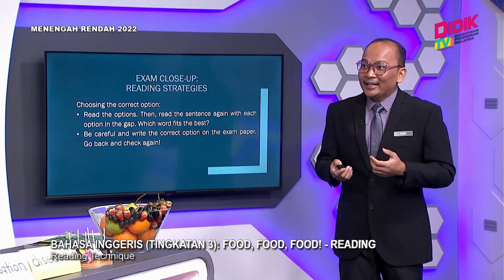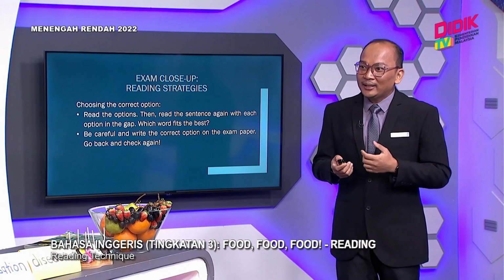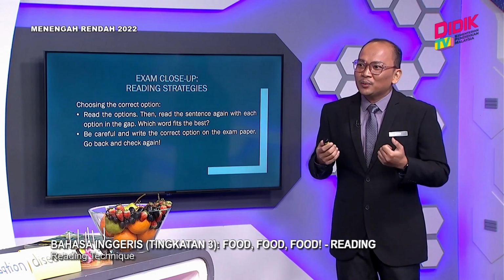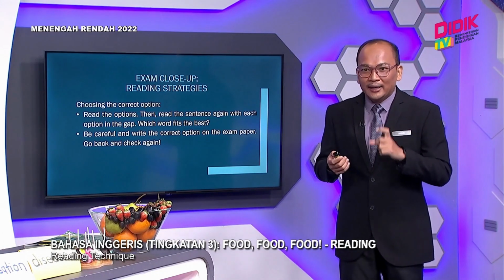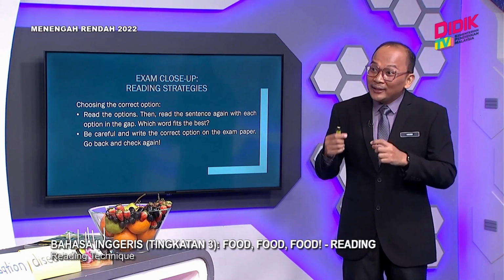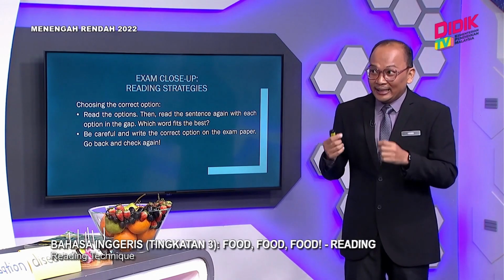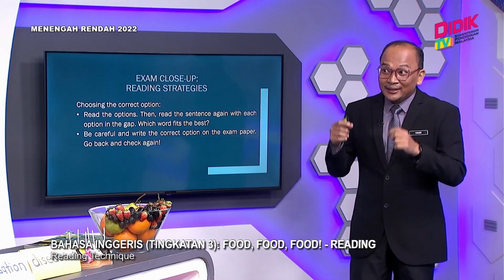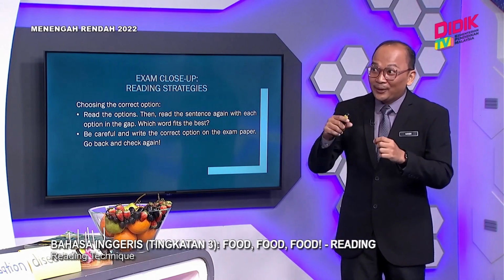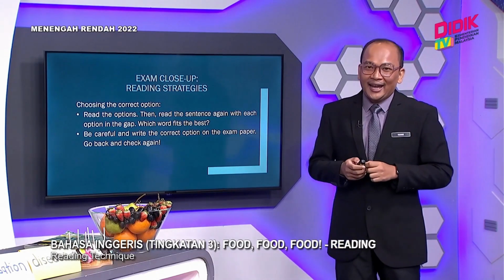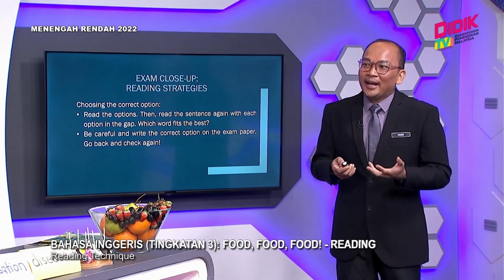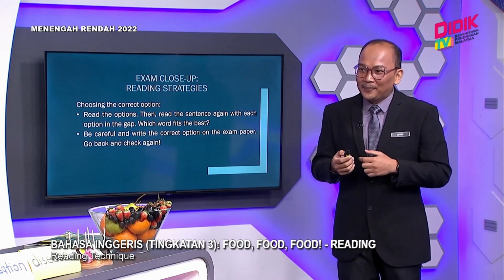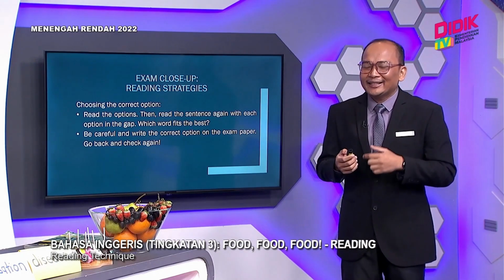The next one would be to read the options, because there are already options over there. Then read the sentence again with each option in the gap. Which word fits the best? You need to find which word fits the best. Sometimes you might think that it is correct, but you need to make sure it is the best for that particular gap. And the last one: carefully write the correct option on the exam paper and then go back and check again.